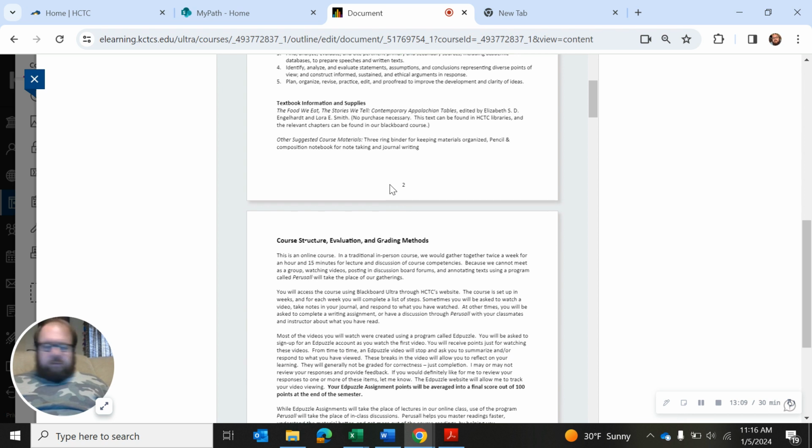The textbook for this course is a book called The Food We Eat, The Stories We Tell, Contemporary Appalachian Tables. Actually, it is a book of essays, and I have it here. You do not have to purchase this book. I repeat, please do not purchase this book. This text can be found in HCTC libraries. It's an online text as well.